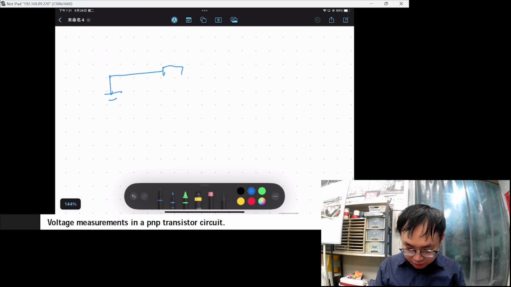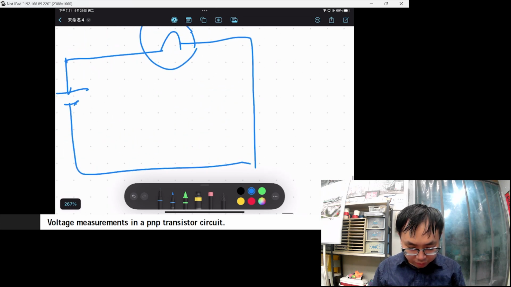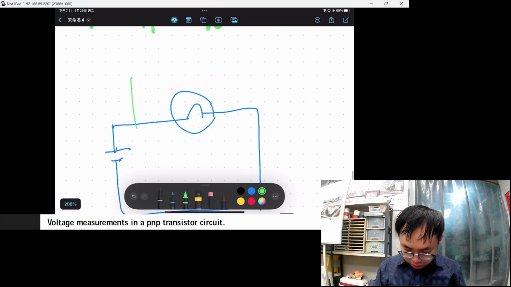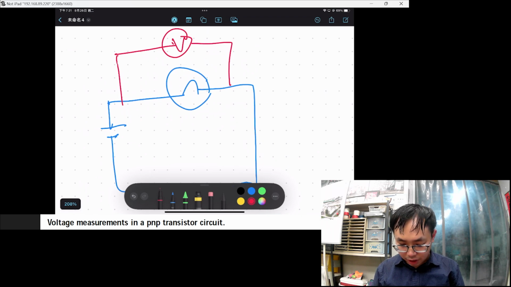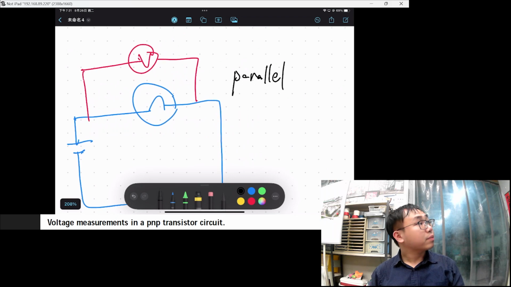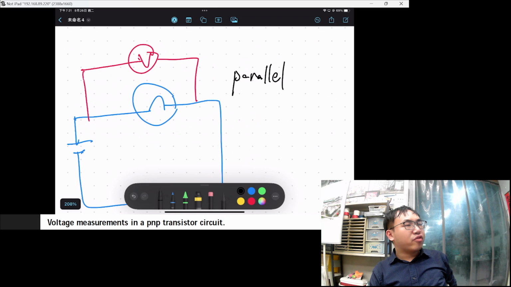Like if we have a light bulb here, we will have to put our voltmeter, let me use a red pen, across them, okay? Across. It's parallel. Okay, parallel. And one of the characteristics of a voltmeter is it should have a very high resistance.